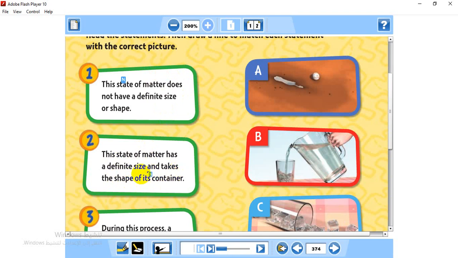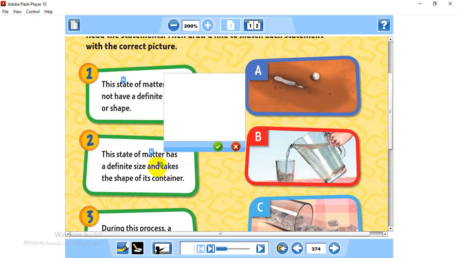Okay guys, do you remember which scientific term this one is related to? This state of matter has a definite size and takes the shape of its container. Definite size, what does it mean, guys? You can measure it easily by using some tools, like what exactly? A graduated cylinder. And it takes the shape of the container, like this one. So I think the water takes the shape of the glass, the jar or whatever. For that reason I think 2 is related to letter B. So you have to match 2 with letter B.